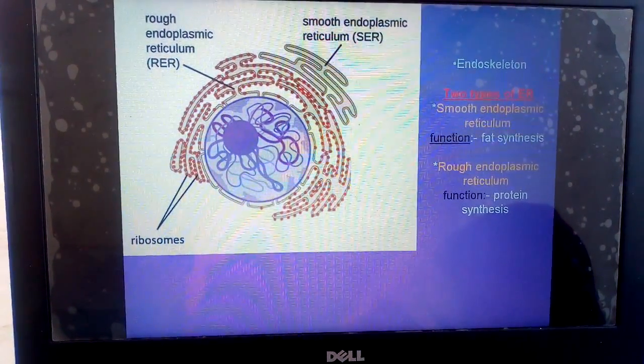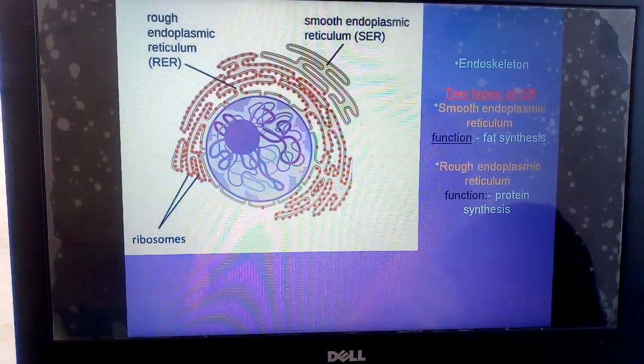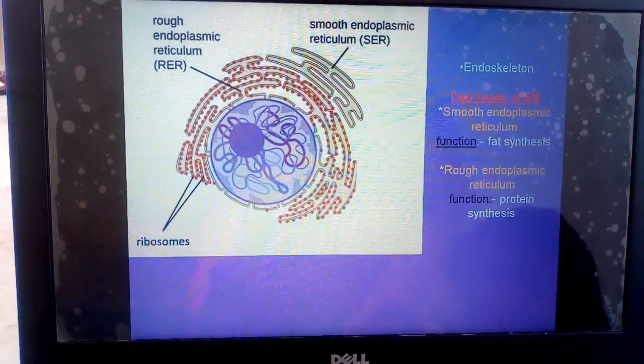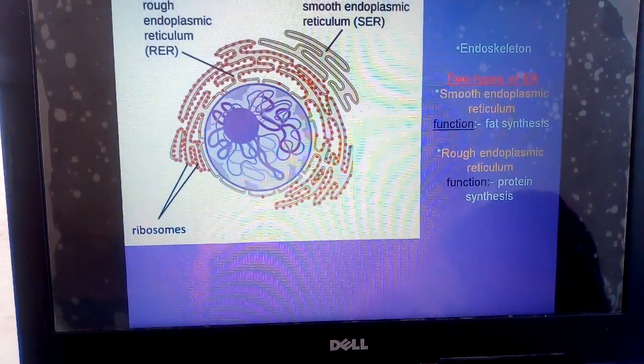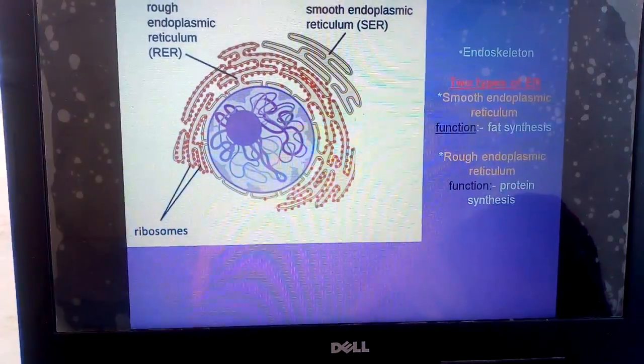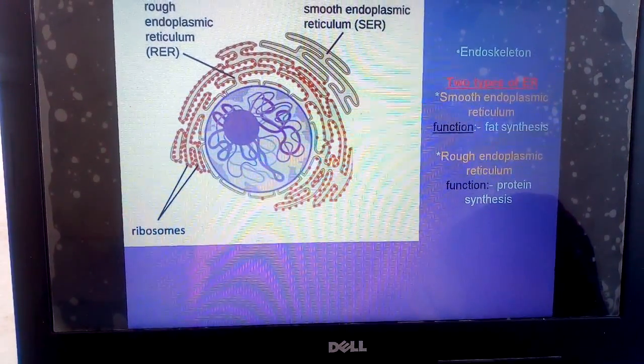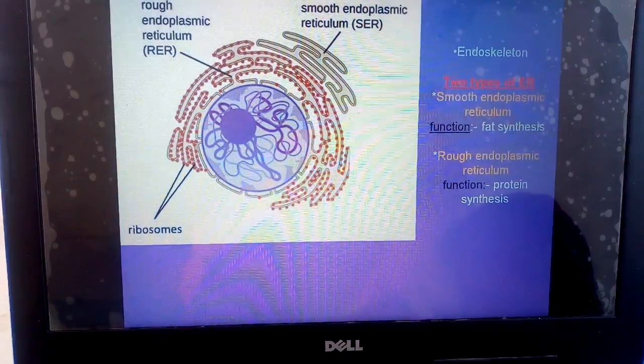Next important cell organelle is endoplasmic reticulum. This endoplasmic reticulum acts as endoskeleton of the cell. There are two types of endoplasmic reticulum: smooth endoplasmic reticulum and rough endoplasmic reticulum.